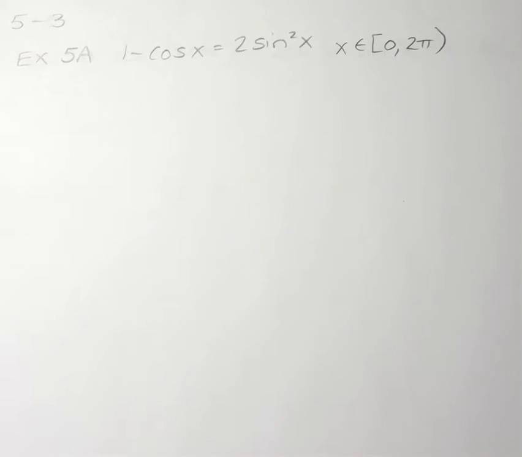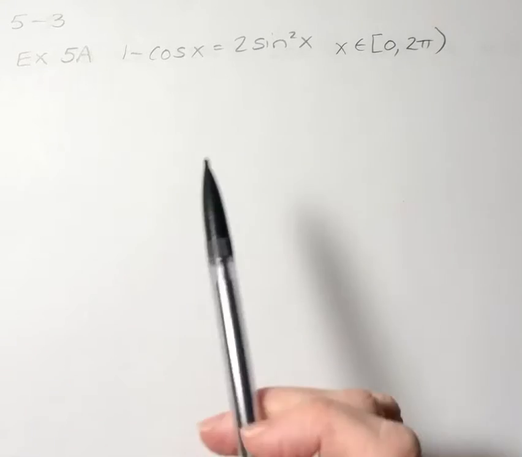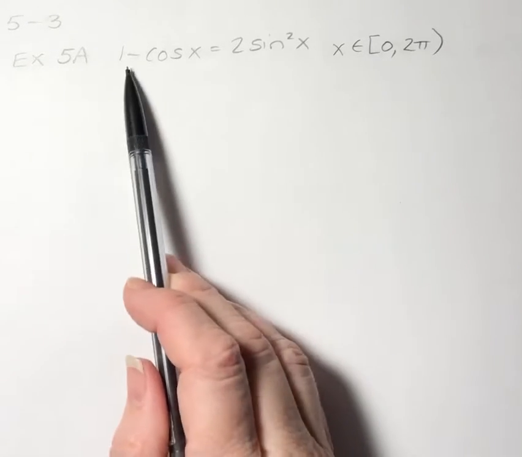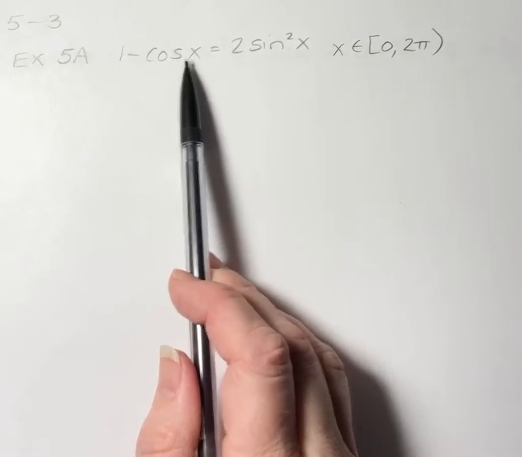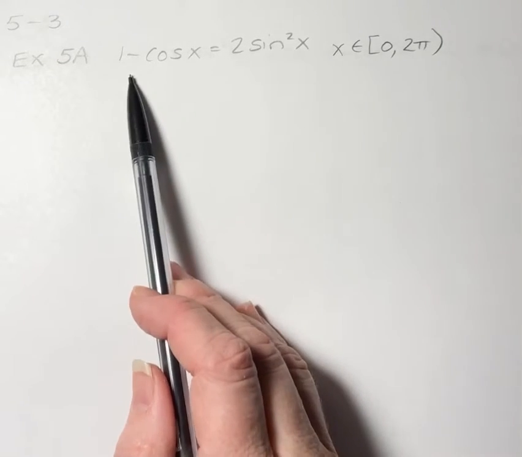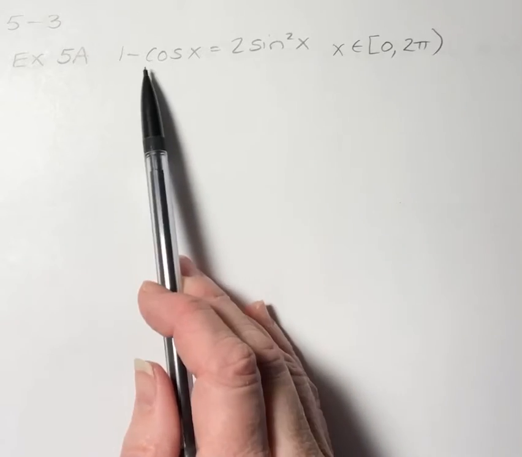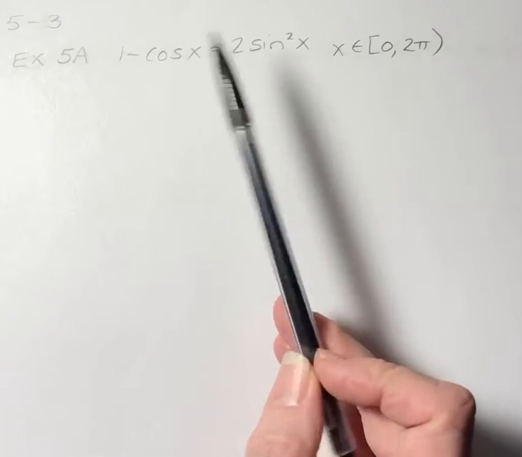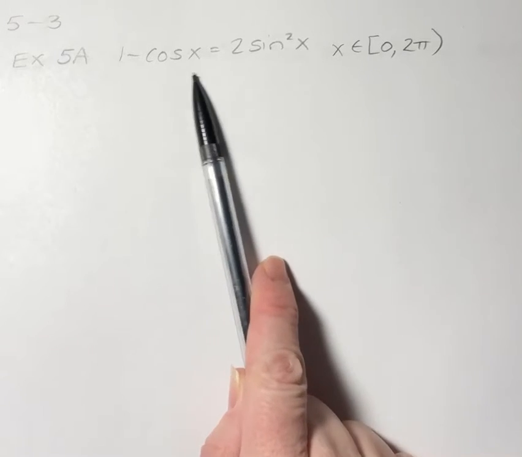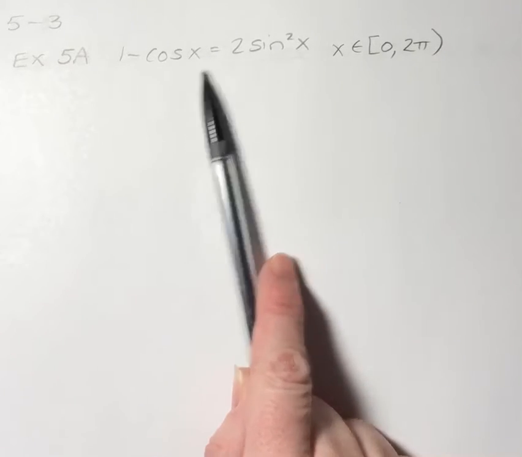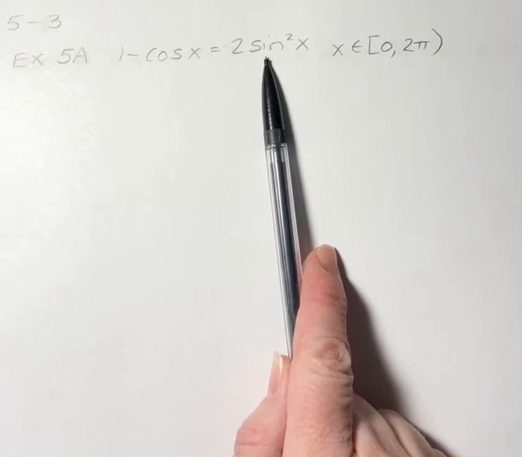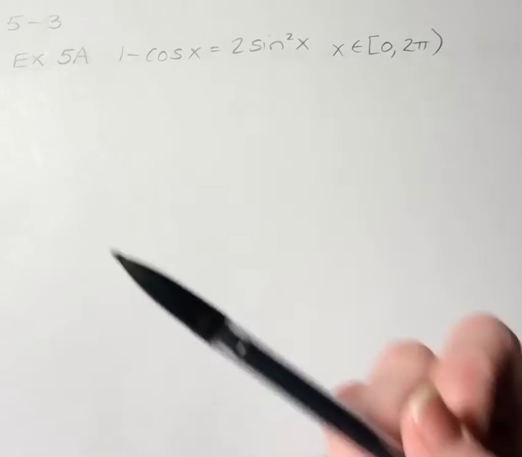All right, section 5.3, example 5a. This particular trig function is not something where we have 1, 2, 3 terms. We have a single cosine and we have a sine squared. So this is a situation where I can't multiply, divide, add, subtract. I can't factor. So what I'm going to have to try to do is change this all in terms of one trig function. Well, sine squared is equal to 1 minus cosine squared, so I'm going to change that.